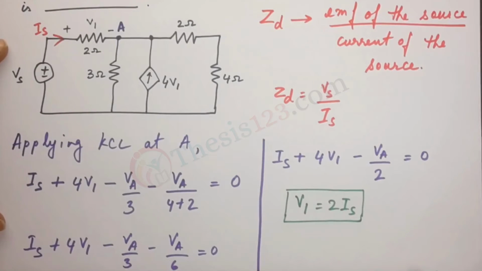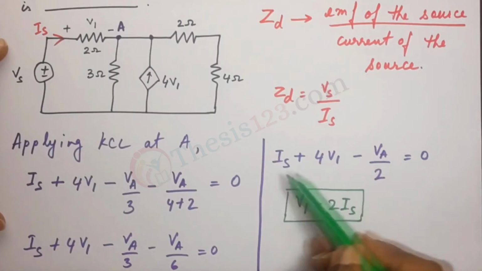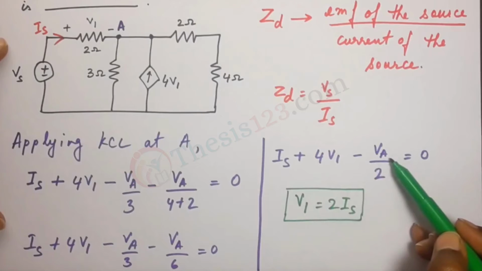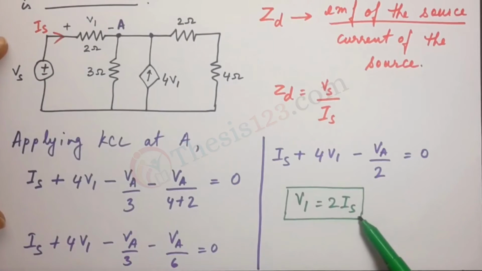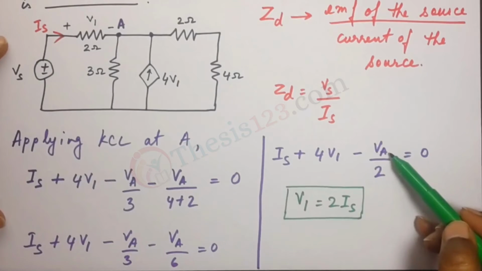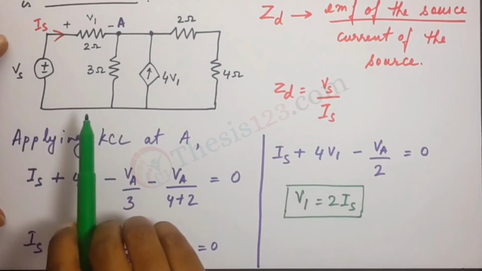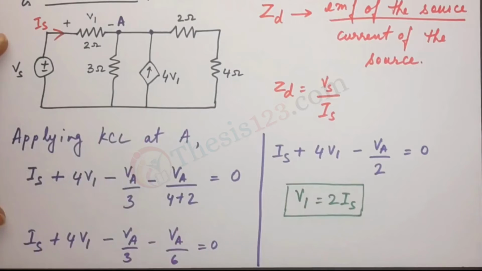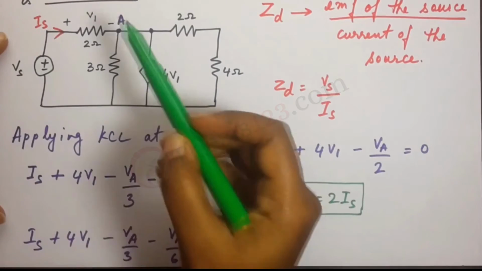Now the next relation, let's look at, we need to eliminate VA over here. In this equation, we have Is, we have V1 and we have VA. V1, we can write in terms of 2Is. Now we need to try and eliminate VA. So let's look at this circuit once again and try to write down an expression for VA in terms of Is.